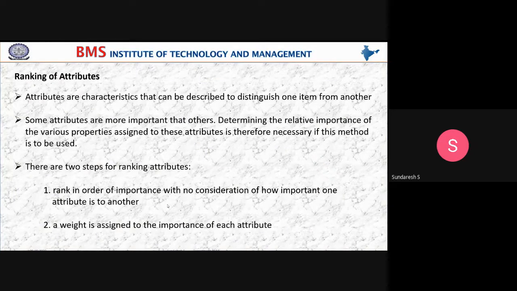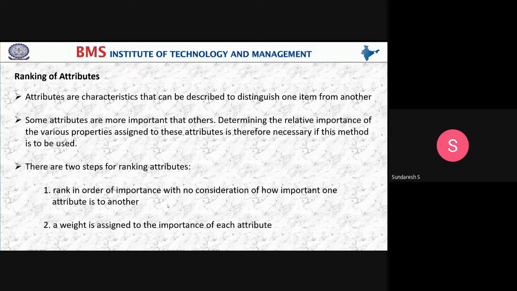There are two steps for ranking attributes. First, rank in order of importance with no consideration of how much more important one attribute is than another. In the sense, you have to rank the order of importance without considering how important one attribute is to the other.